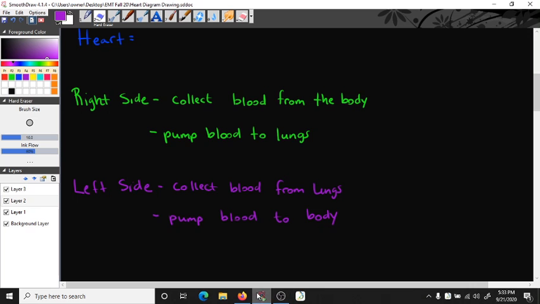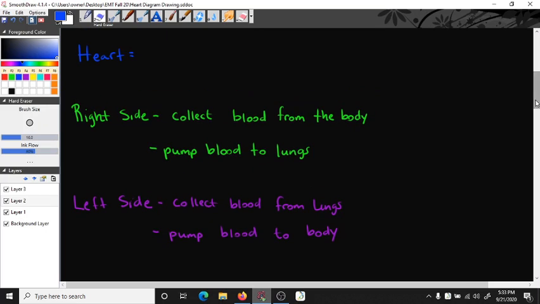Hey everyone! Today, in this video, we're going to talk about the heart and what the heart is, and we really need to understand how the blood flows through the heart and the various heart structures. So if you think of the heart, it is basically a two-sided pump. You have a right side and a left side.